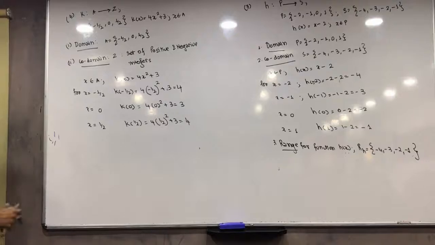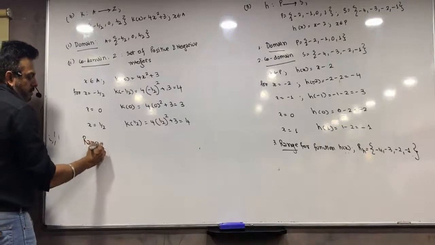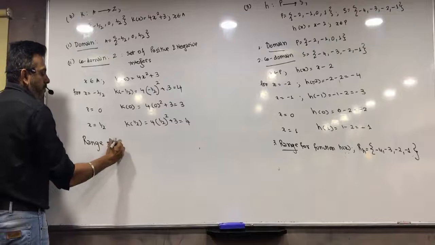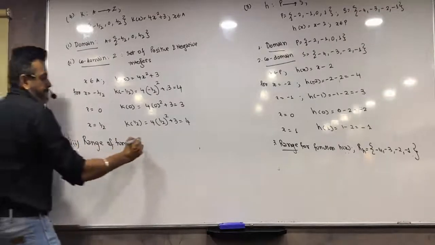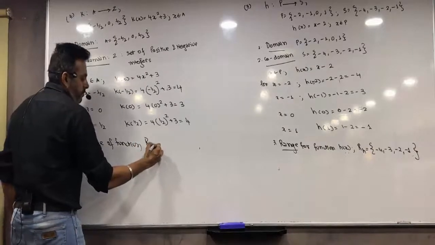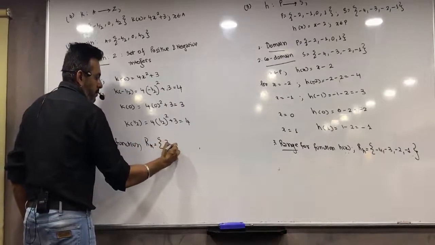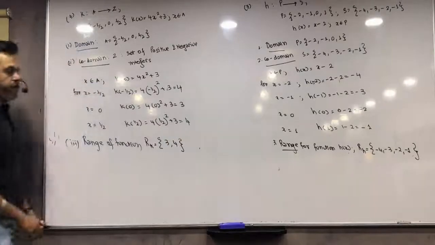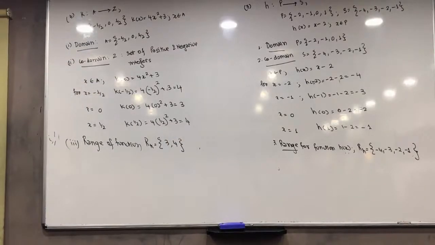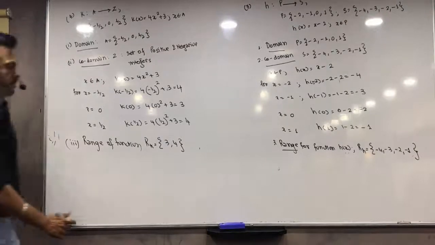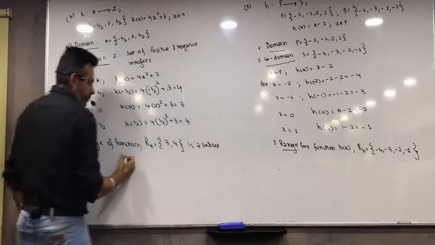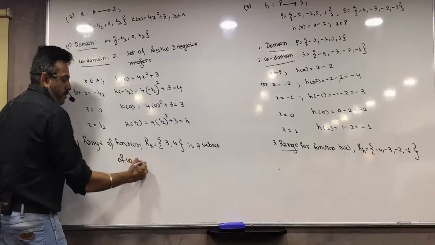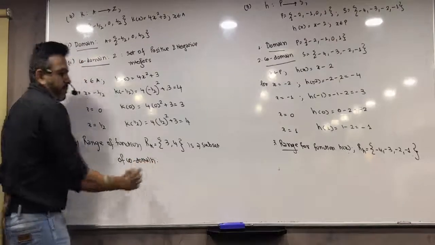So range of function, which is a subset of codomain, is a subset of codomain.